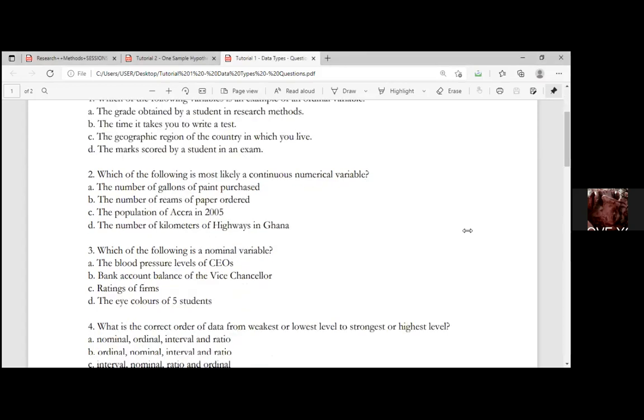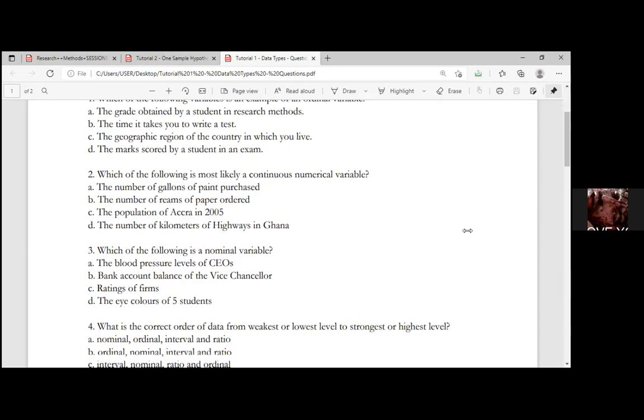Question three, which of the following is a nominal variable? So we are answering the question the way we answered question one. The blood pressure levels of CEOs. Which type of data and what is the level of measurement?